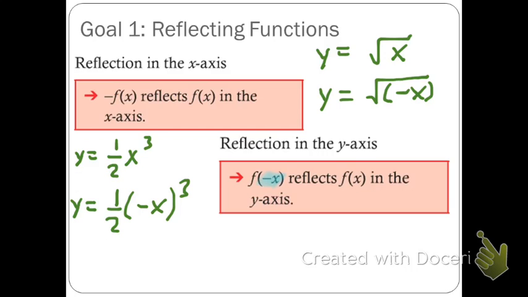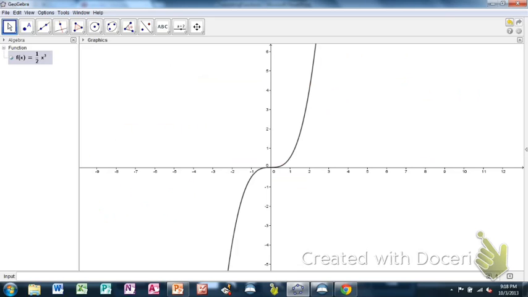I can make this y equals the square root of the opposite of x, and that will make the graph reflect in the y-axis. Let me demonstrate that for you. You see this is the graph of y equals 1/2 x to the third power, and I'm about to type in y equals 1/2 times the opposite of x to the third power. And there you see it. You can definitely tell that those two graphs are reflections of one another in the y-axis.